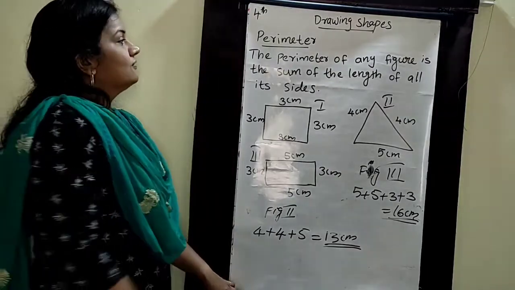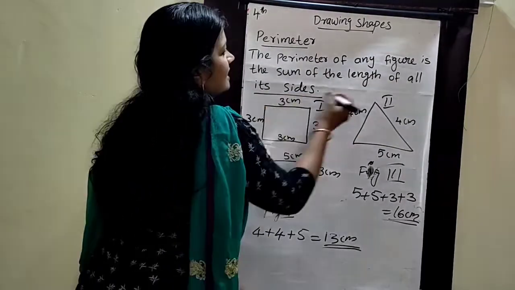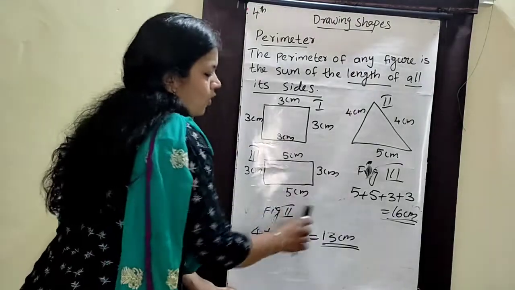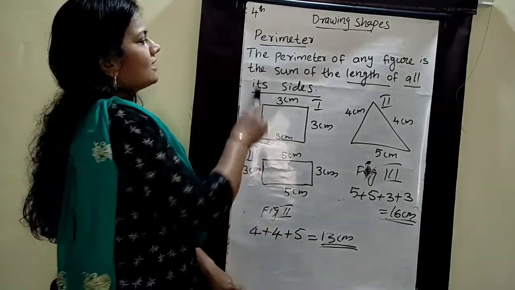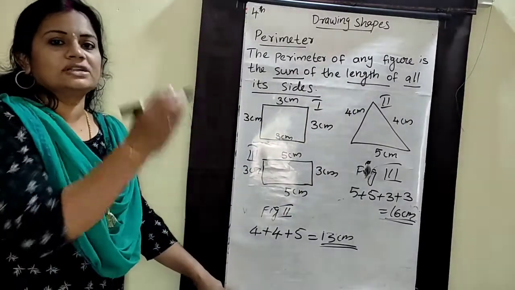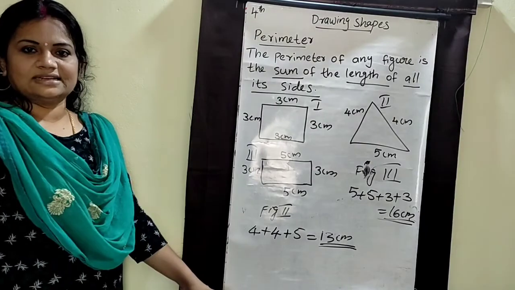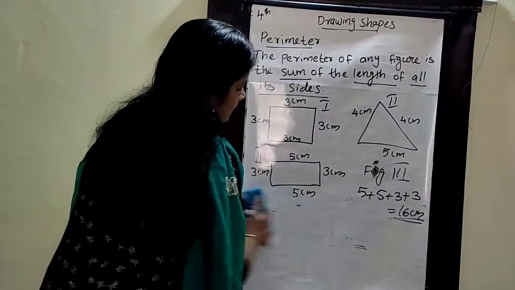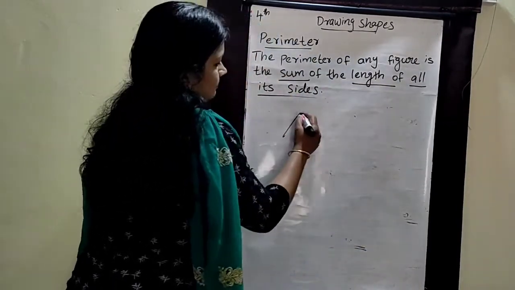So we can define the perimeter. The perimeter of any figure is the sum of the length of all sides. Understood? We add all the side lengths and we get the perimeter of the given figure. Once again I read: the perimeter of any figure is the sum of the length of all its sides. How do we find the sum? Do the addition. This is the perimeter. If any figure is given, after finding the perimeter, you get the sum of all its sides. Then I will draw another figure.